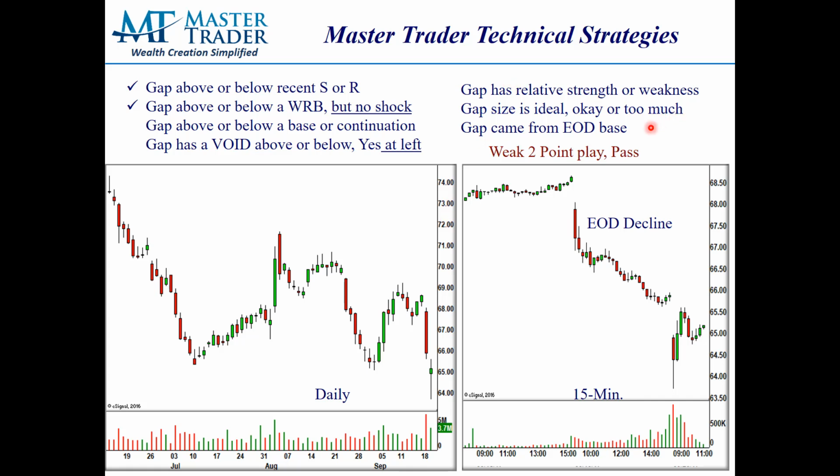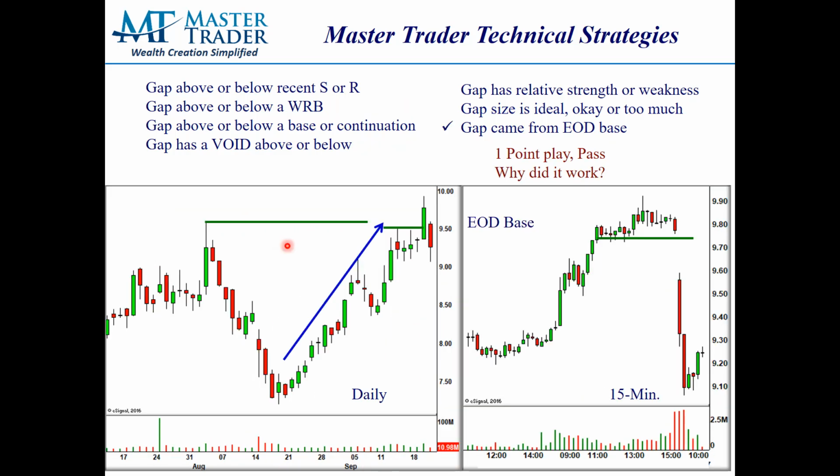Is it ideal, okay, or too much? It's not bad, but again, coming back to the fact that the day before was a wide range bar to the downside, and it was actually an end of day decline. So this has poor odds of continuing in this direction, and it doesn't have good odds of retracing back up into this area either. So it's definitely something that we would pass on. Part of what we're covering in these examples is what not to trade.